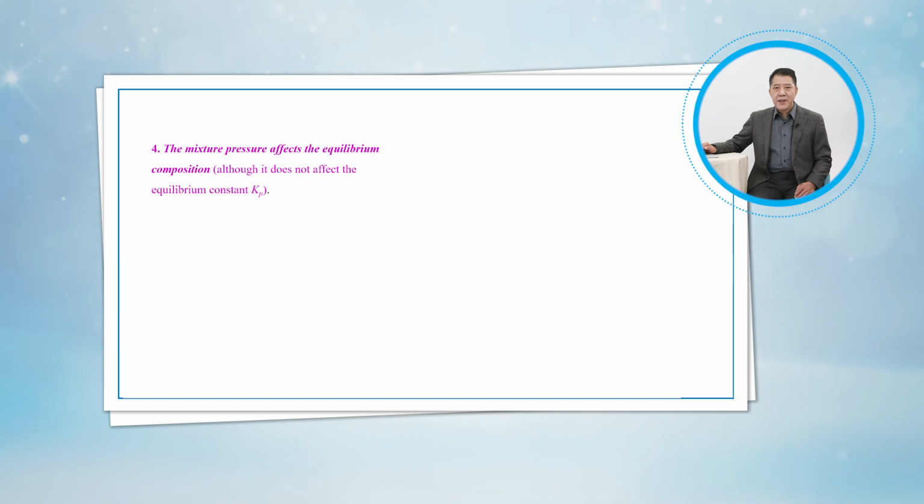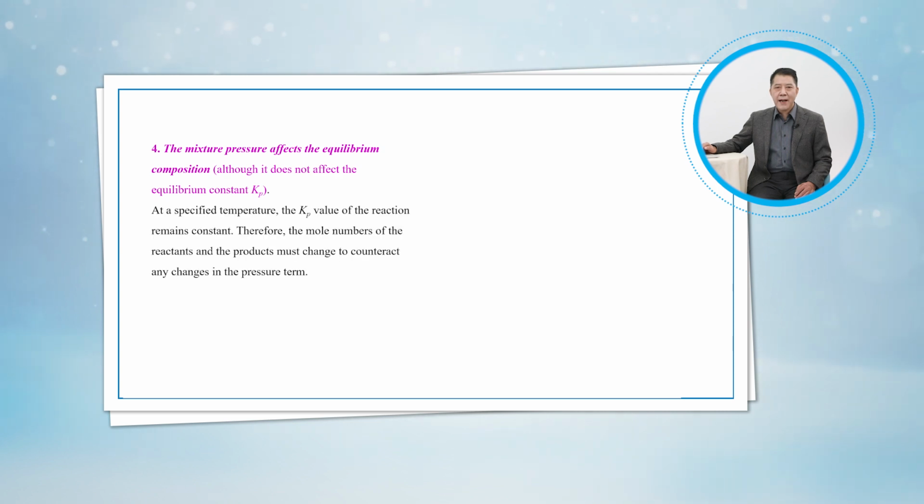Fourthly, the mixture pressure affects the equilibrium composition. This can be seen from equation 1391, which involves the term P to the power delta N, where delta N is the difference between the number of moles of products and the number of moles of reactants in the stoichiometric reaction.